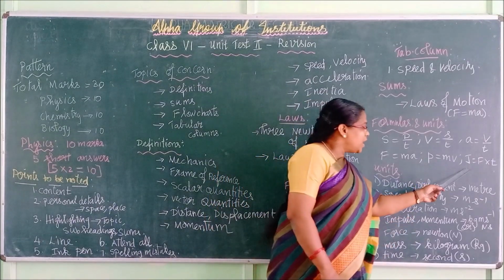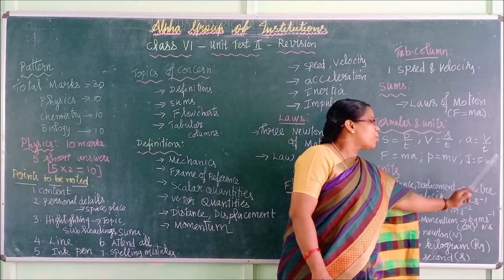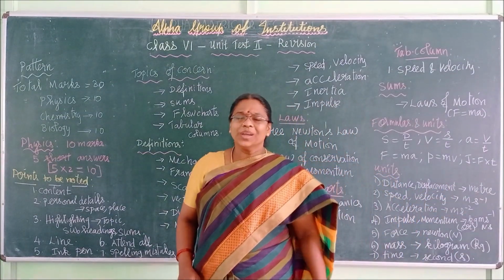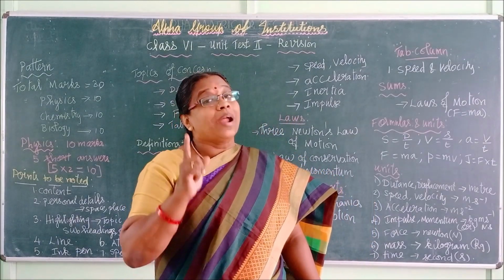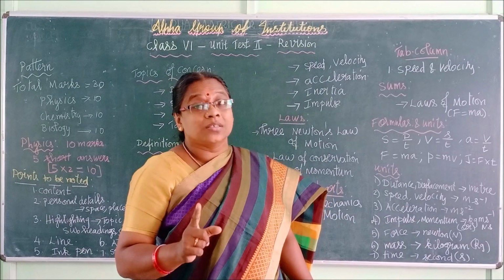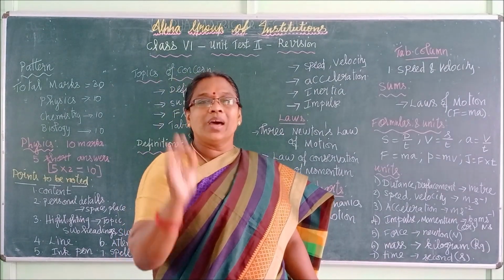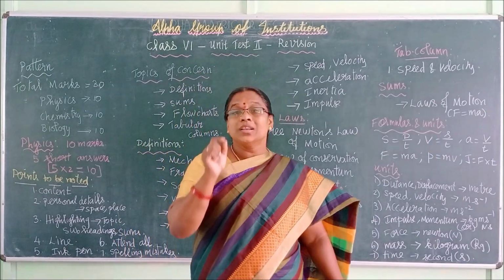Capital J is equal to F into t, capital F, small t. Impulse is equal to force into time. These are the formulas. Formulas are very important. Practice them, memorize them. Each formula, write for 5 times, show it to your parents and get it signed.